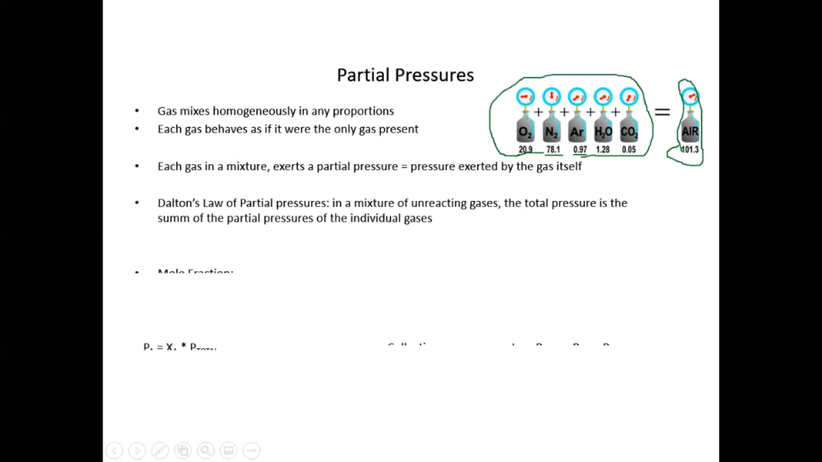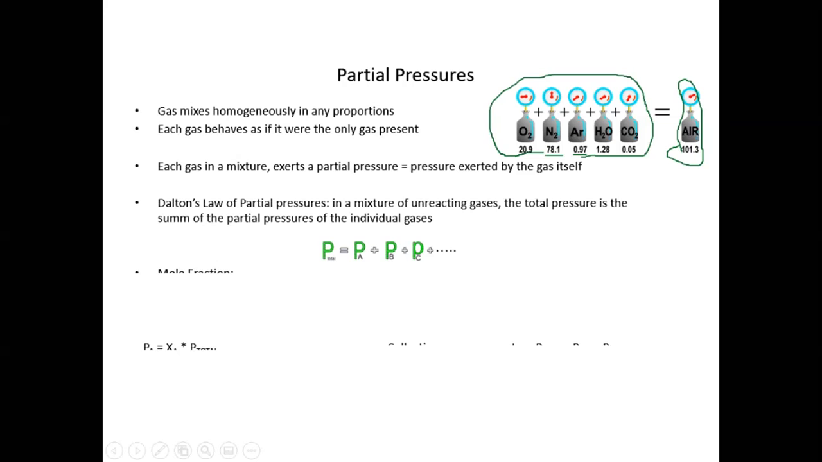And so this law that describes this is called Dalton's Law of Partial Pressures. To get the total pressure of the mixture, you have to add up the individual pressures of each gas in the mixture. So the P total is the sum of the partial pressures of the individual gases.